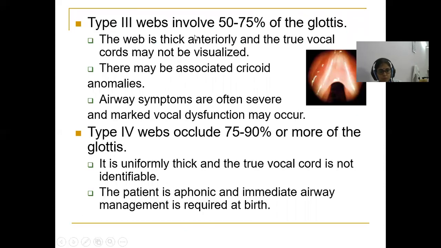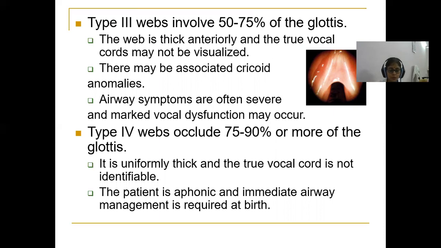So type 3 webs involve 50 to 75% of the glottis. The web is thick anteriorly and the true vocal cords may not be visualized. There may be associated cricoid anomalies. Airway symptoms are often severe and marked vocal dysfunction may occur.